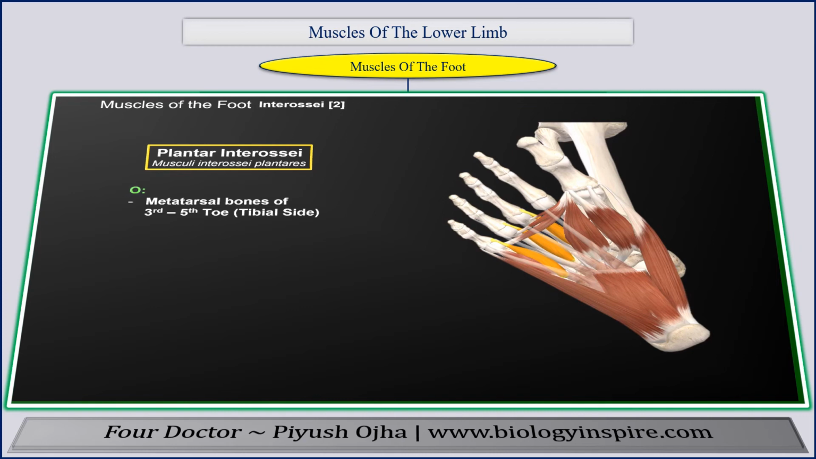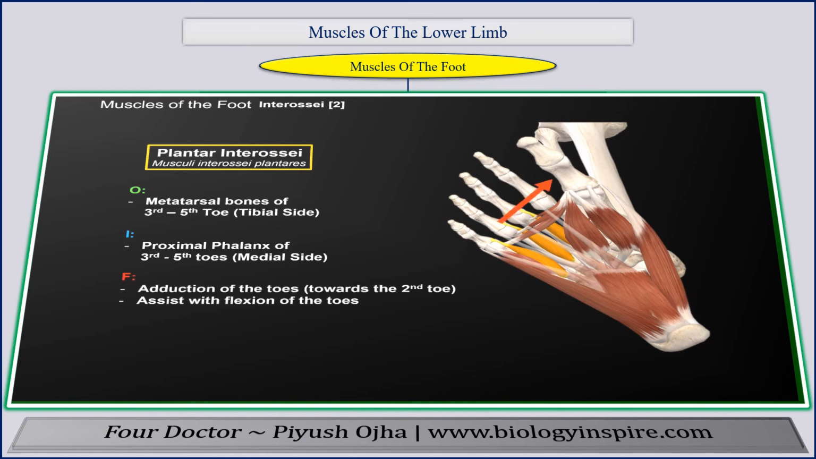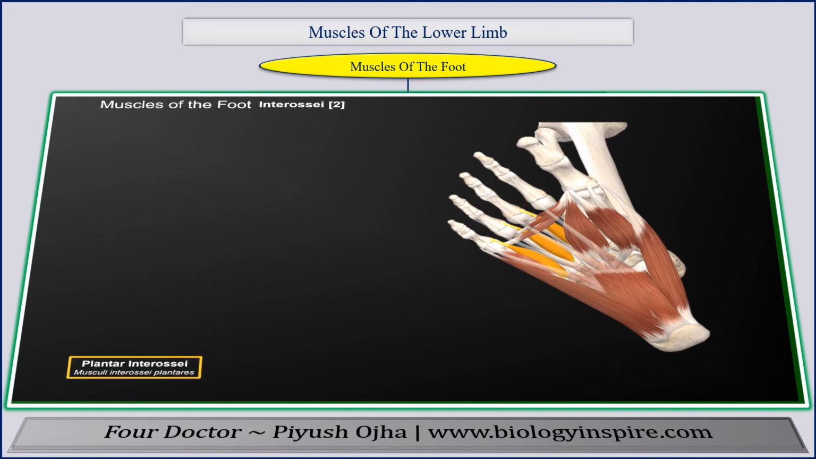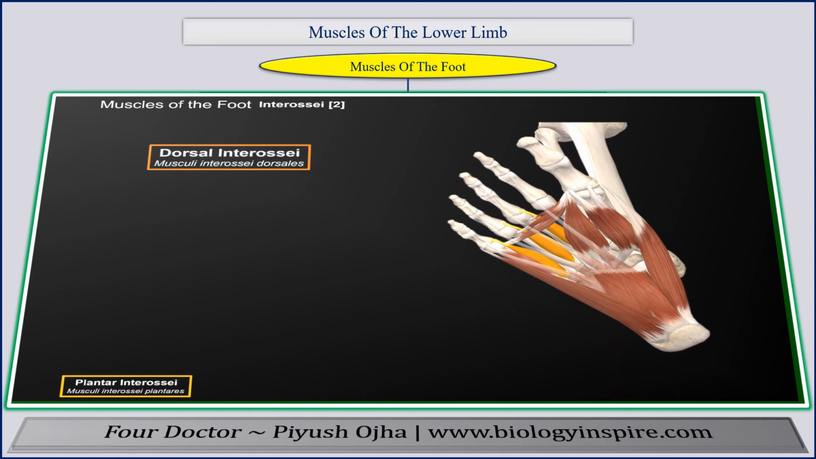These muscles originate from the tibial side of the third to the fifth toes, and they insert at the medial side of the third to the fifth toes. So when these muscle fibers contract, they adduct the toes, basically pulling the third, fourth, and fifth toe towards the second toe, as you see here. And they also assist with flexion of the toes. So that's this one.